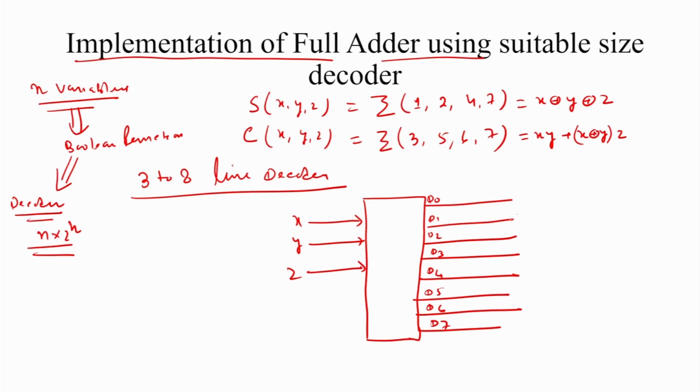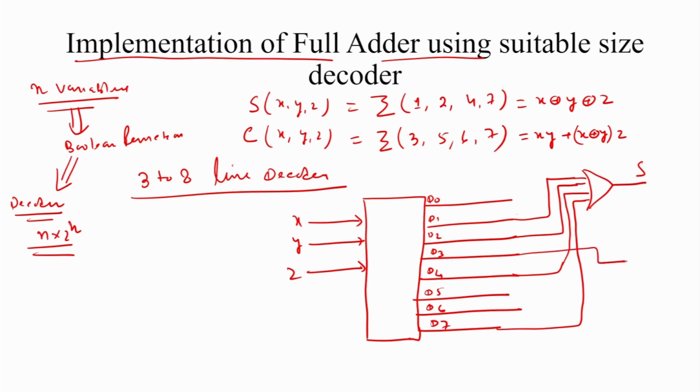So, D1 is taken from here, D2 is taken from here, D4 is taken from here, and D7 is taken from here, and all are connected through an OR gate, a 4 input OR gate, which produces the sum output. For producing the carry output, we need the minterms 3, 5, 6, 7. So, output D3, output D5, D6 and D7 are all connected through an OR gate. This produces the carry output.